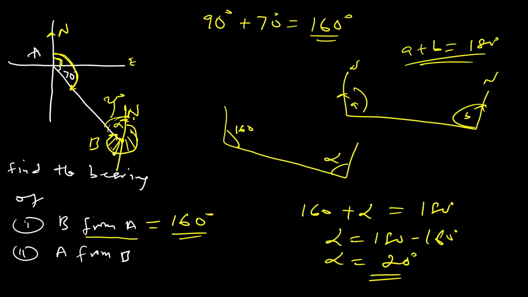So how do we find the other side? 360 minus 20, that is 340. So 340 plus 20 will give us 360 degrees. So the bearing of A from B is just 340 degrees.